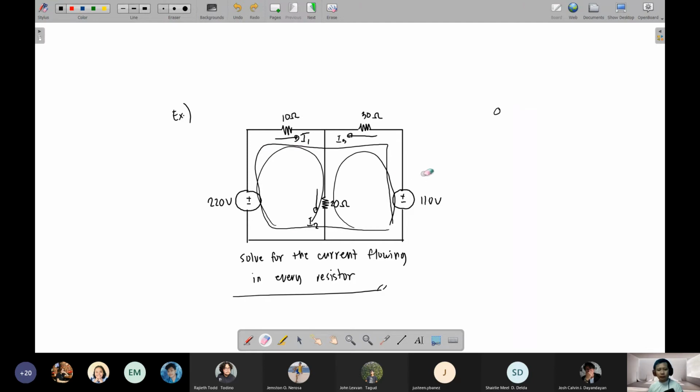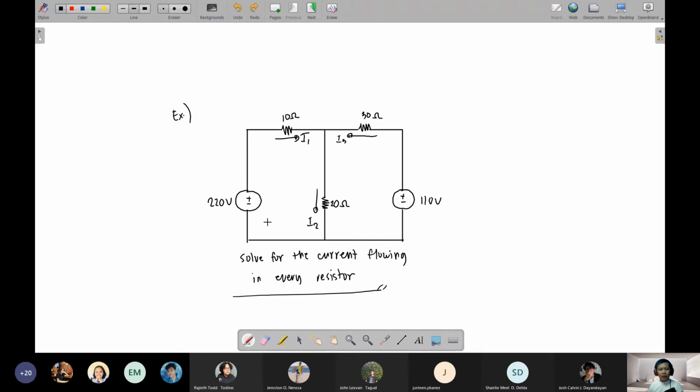So for this one, I will apply a loop on this closed circuit and this one. Just don't use a super loop, as much as possible. Again, as I've said, for the loop, it's either clockwise or counterclockwise. It's up to you. Okay? No matter what direction you assume, don't worry, it will not affect the final answer.